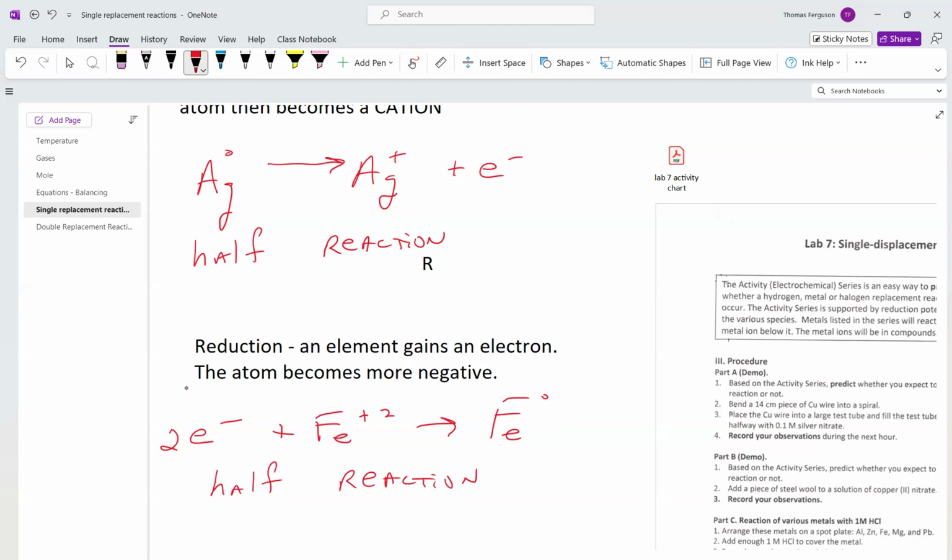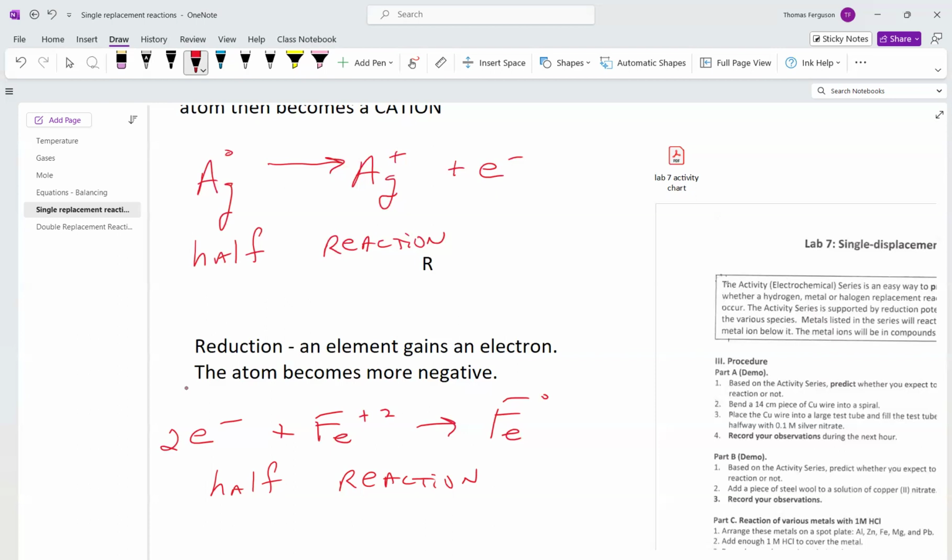Now, the only way this is going to happen is why? What do we say when we talk about chemistry reactions? Stability. If losing an electron is not stable, it won't happen. So in an oxidation reduction reaction, you have to have something that's becoming more stable if it loses an electron, and something that's more stable if it gains an electron.